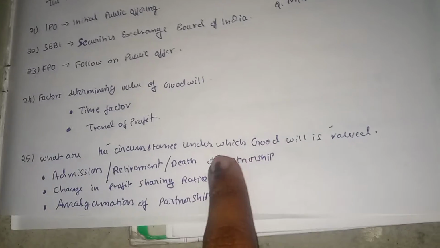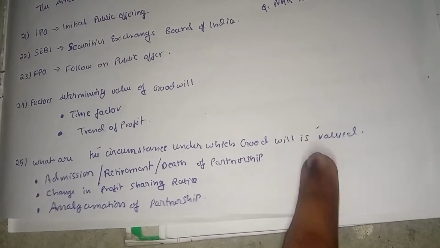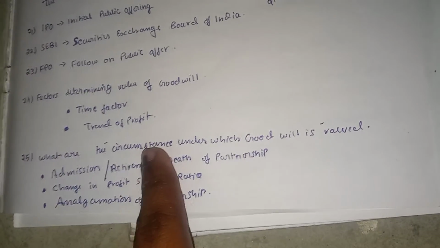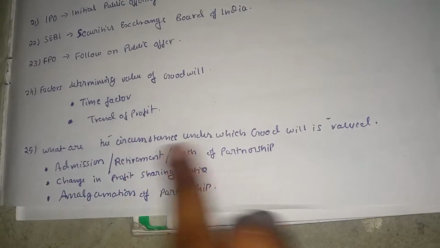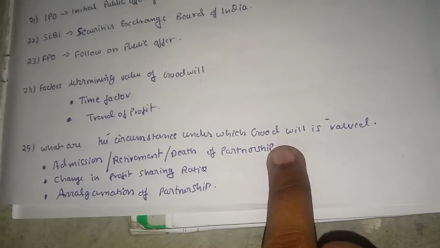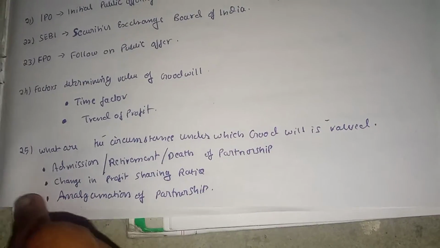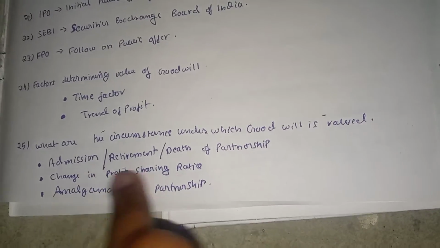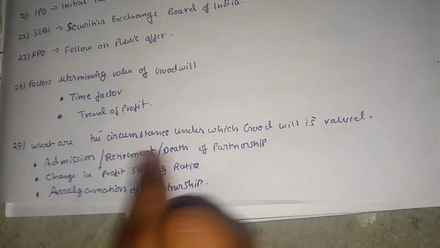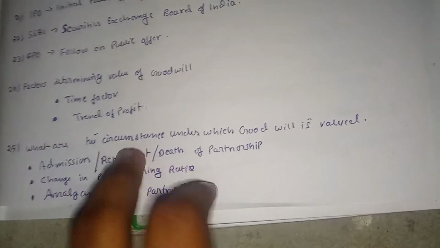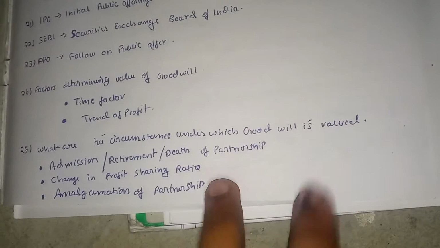What are the circumstances under which goodwill is valued? Means under which circumstances goodwill is valued, they have asked: at the time of admission of a partner, retirement of a partner, death of a partner, amalgamation of partnerships, change in profit sharing ratio. See, any two you can mention, admission, retirement, it's enough, you will get easily 2 marks.